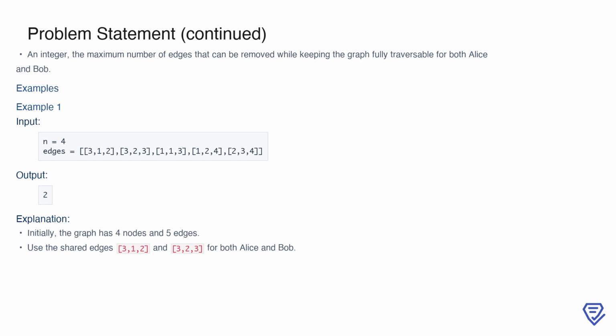To understand this better, let's look at an example. In the first example, we have a graph with n equals 4 nodes and the edges are given as [3,1,2], [3,2,3], [1,1,3], [1,2,4], [1,1,2], [2,3,4]. The output here is 2. To explain, the graph initially has 4 nodes and 5 edges. Alice and Bob can both use the shared edges [3,1,2] and [3,2,3]. These edges connect the nodes so that both users can traverse part of the graph.